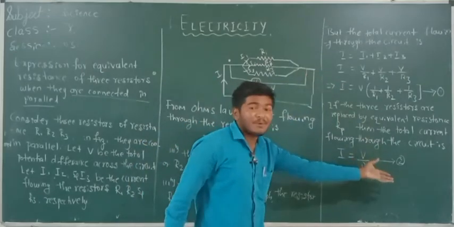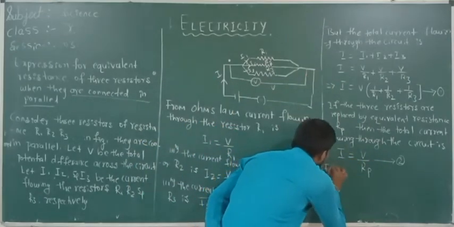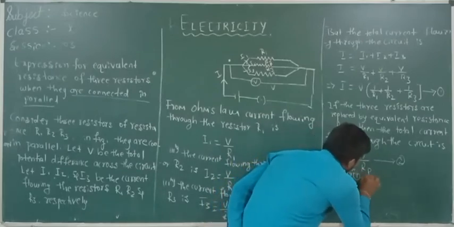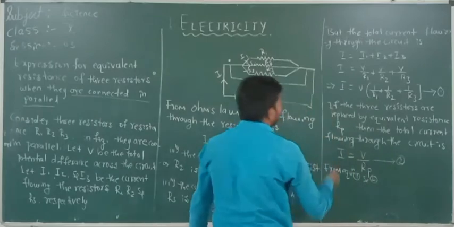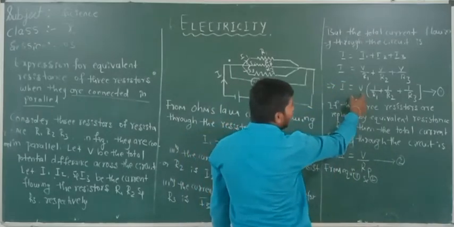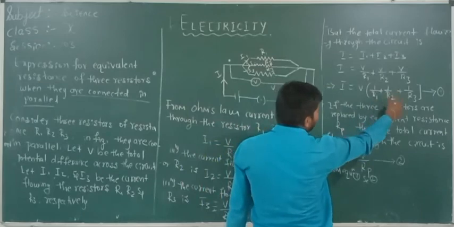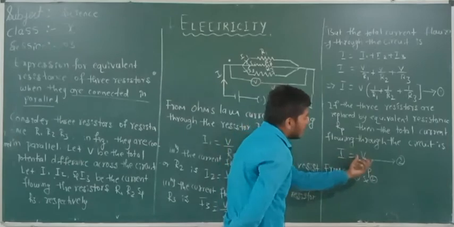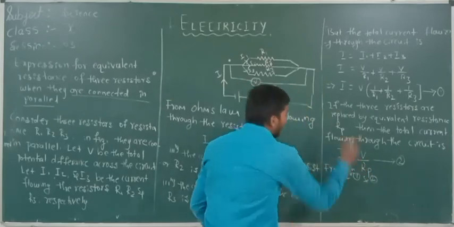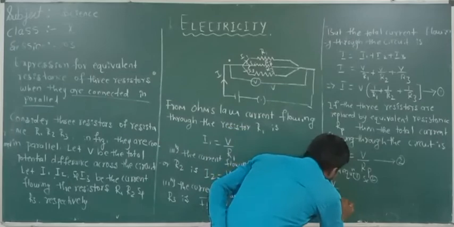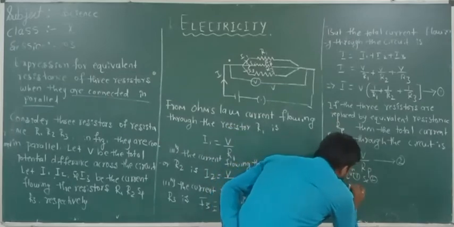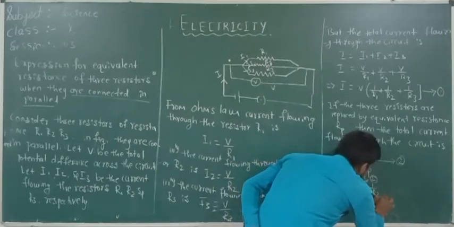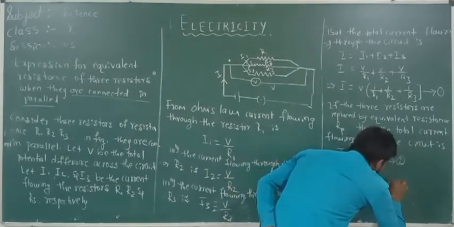Comparing equation number 1 and 2. Here, what is equation number 1? I is equal to V into the bracket 1 divided by R1 plus 1 divided by R2 plus 1 divided by R3. Equation number 2 represents I is equal to V divided by Rp. From 1 and 2, V divided by Rp is equal to V into the bracket 1 divided by R1 plus 1 divided by R2 plus 1 divided by R3.